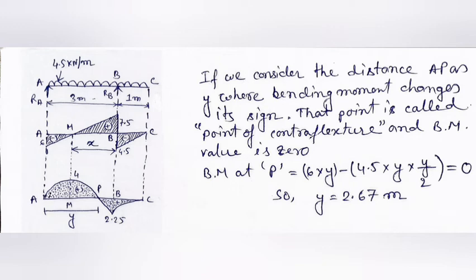Here we are calculating from point A, whereas all other calculations happened from point B. In that case, if we calculate from point B, the calculation will be complicated. So for your help I am calculating this from A point. So the point of contraflexure would be 2.67 meter away from the support A.